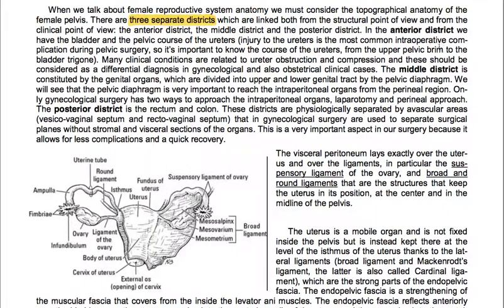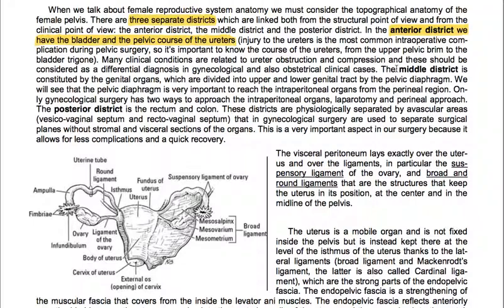In the anterior district, we have the bladder and the pelvic course of the ureters. Injury to the ureters is the most common intraoperative complication during pelvic surgery. So it's important to know the course of the ureters from the upper pelvic brim to the bladder trigone. We have many clinical conditions that are related to ureter obstruction, and compression of this should be considered as a differential diagnosis in gynecological and also obstetrical clinical cases.